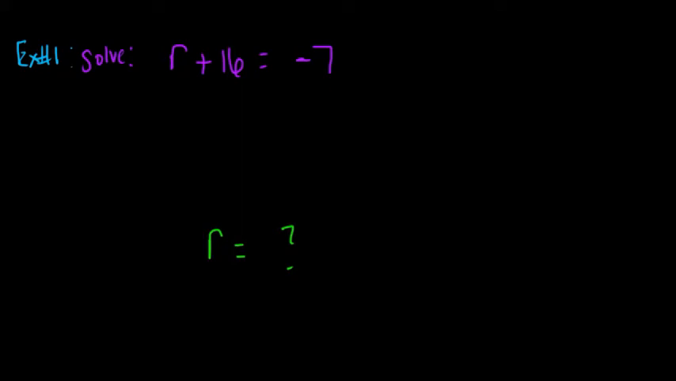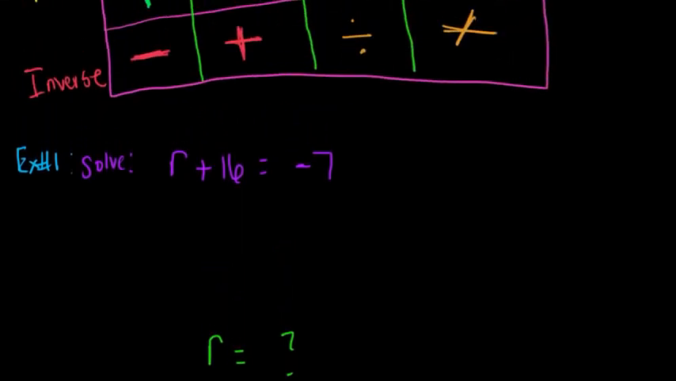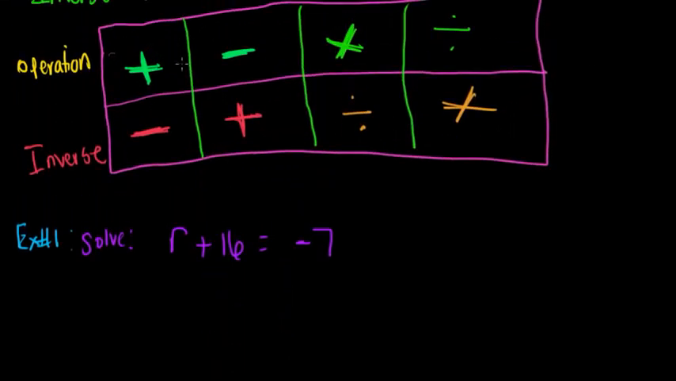16 is added, so in order to get rid of it, we must do its inverse operation so it cancels. So what's the inverse operation of addition? Well, it's subtraction. So let's go ahead and do that. Let's subtract 16 from both sides.